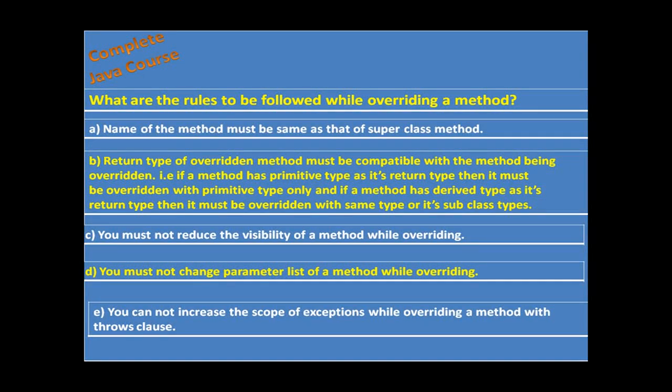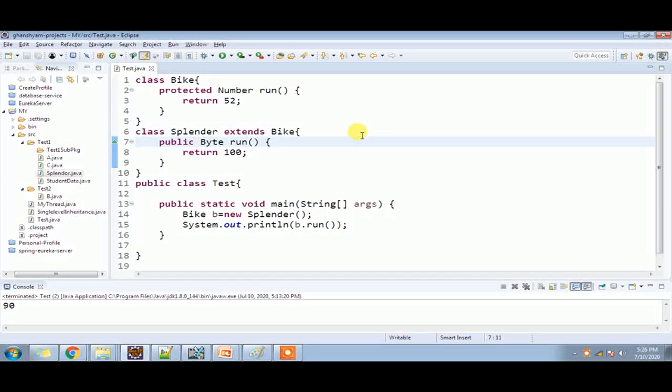The next point is, you cannot increase the scope of exception while overriding a method with a throws clause. What is the meaning of this point? I will show you. You cannot increase the scope of exception. Suppose my parent class method is throwing an exception, which is the Exception class, throws Exception.